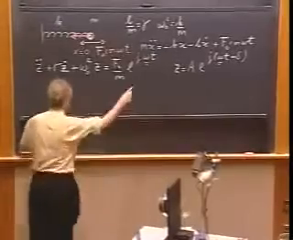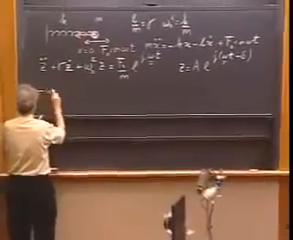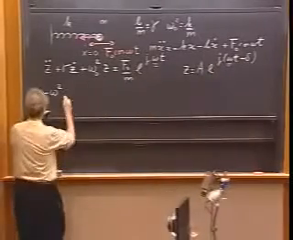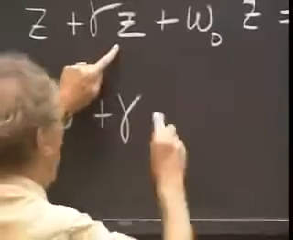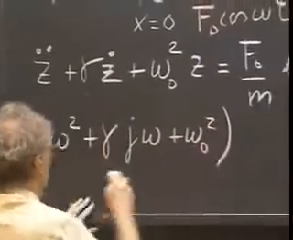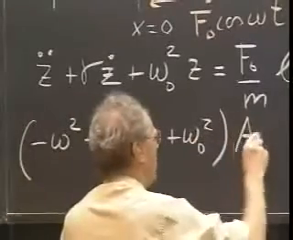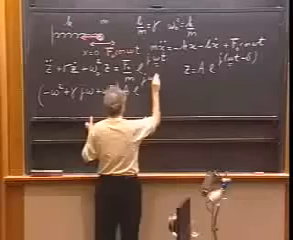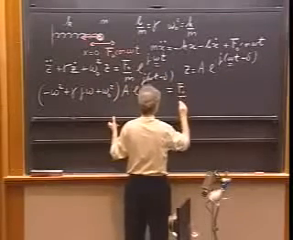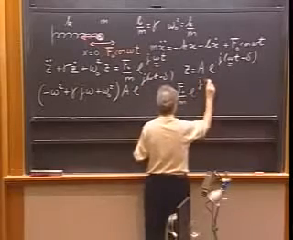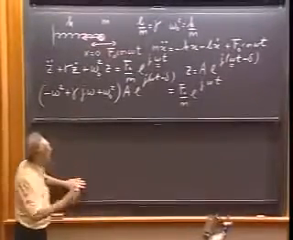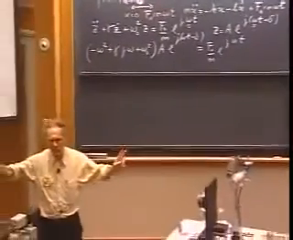So now I'm going to take the second derivative, so I get minus omega squared. j omega comes out twice, so I get minus omega squared, then plus gamma times j omega, then plus omega 0 squared. And that whole thing, multiplied by A e to the power j omega t minus delta, now equals F0 divided by m times e to the power j omega t. So the whole thing is now in the complex plane, and you see that e to the power j omega t cancels on both sides.